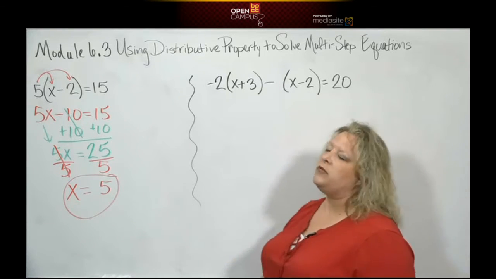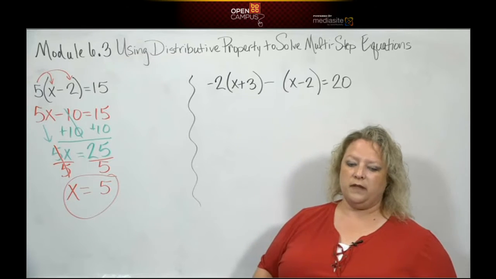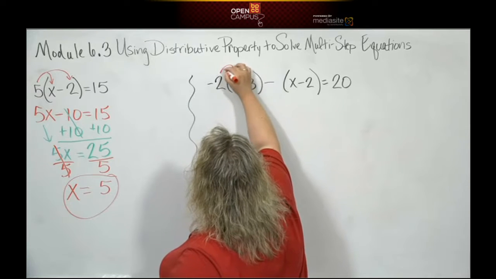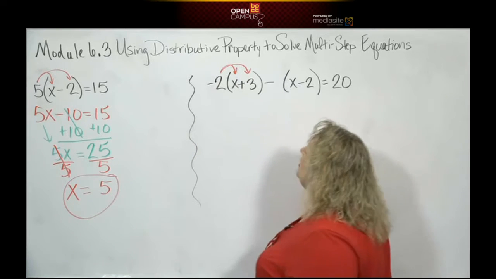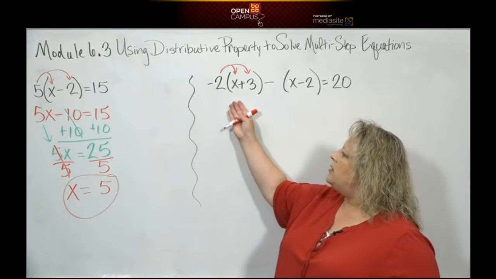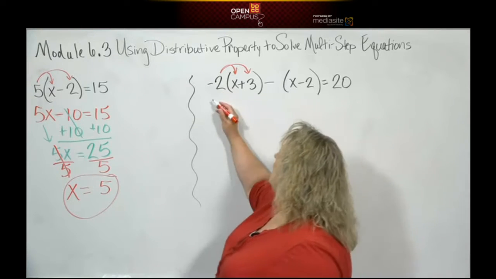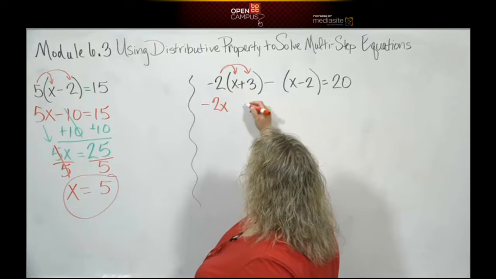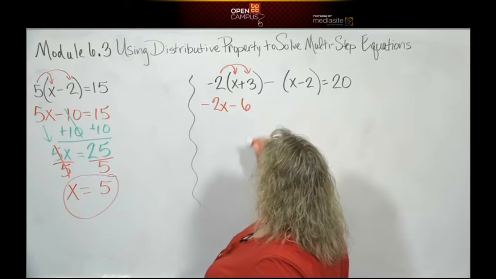Just like this one looks really bad because it has 2 sets of parentheses. But I'm here to tell you, all you got to do is distribute one at a time. Okay? So let's talk about this first part. I have negative 2 times x, negative 2x. I have negative 2 times 3, so that gives me negative 6.